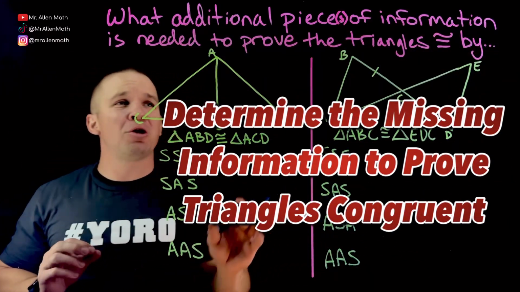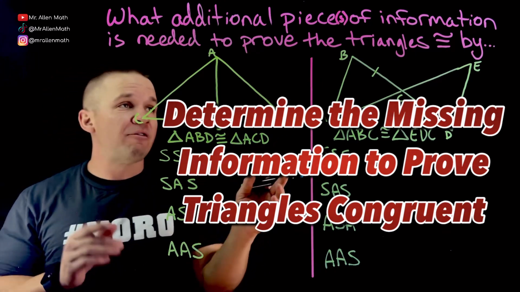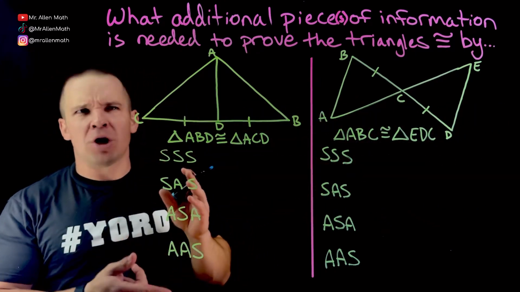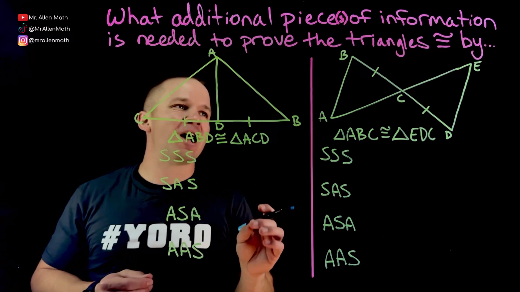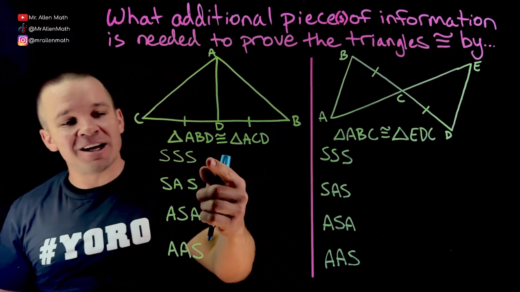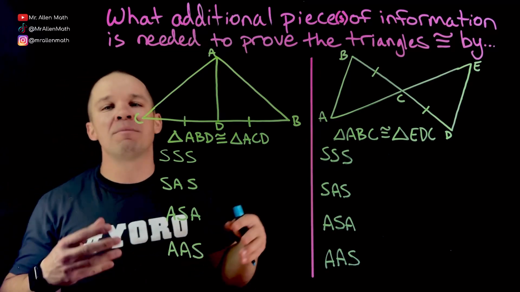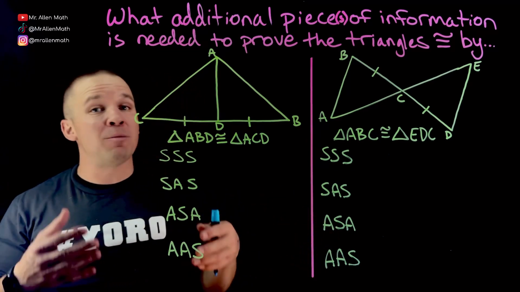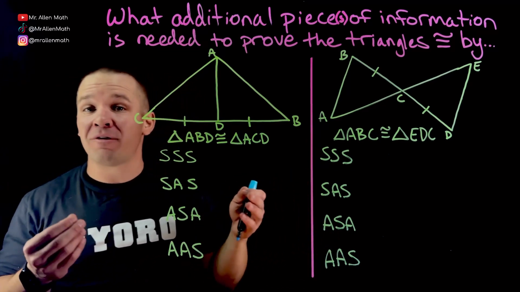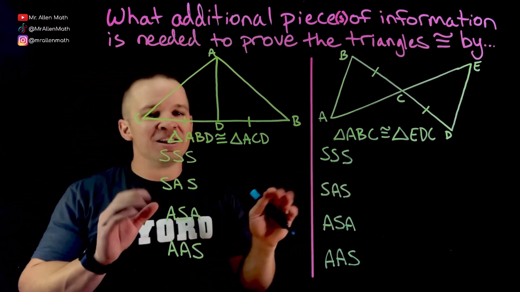We got congruent triangles. What additional piece or pieces of information are needed to prove the triangles congruent by side, side, side, side, angle, side, and angle, angle, side? So we might need multiple pieces of information. Maybe we'll just need one congruent pair of angles or congruent pair of sides. All right, let's get started here.